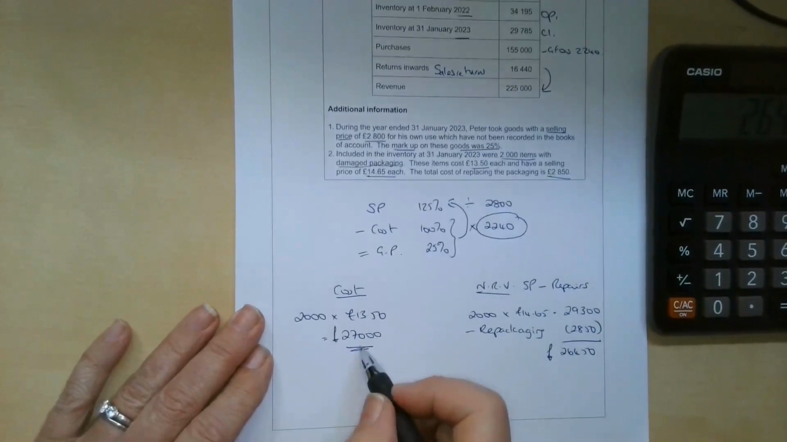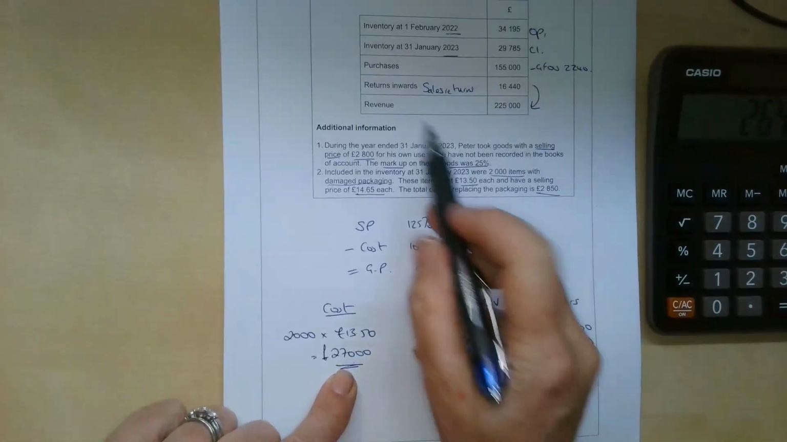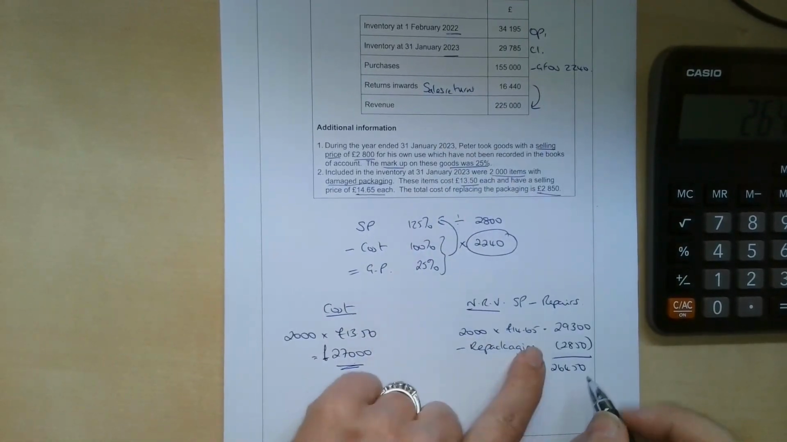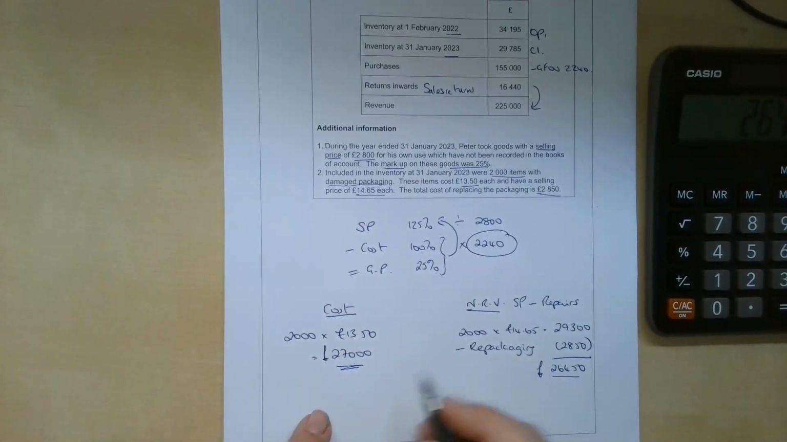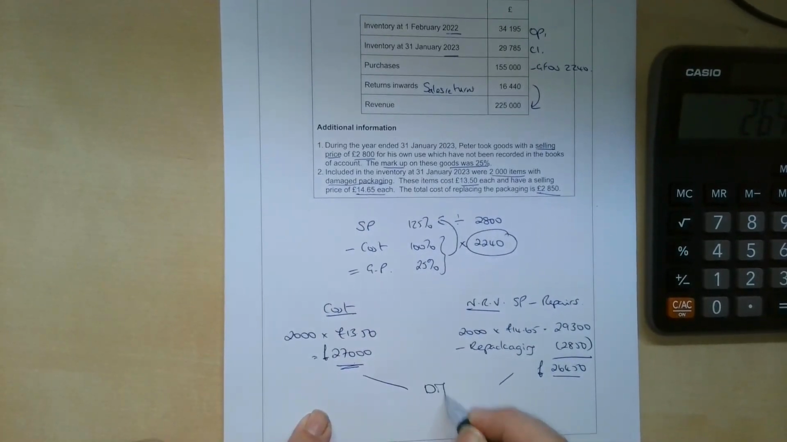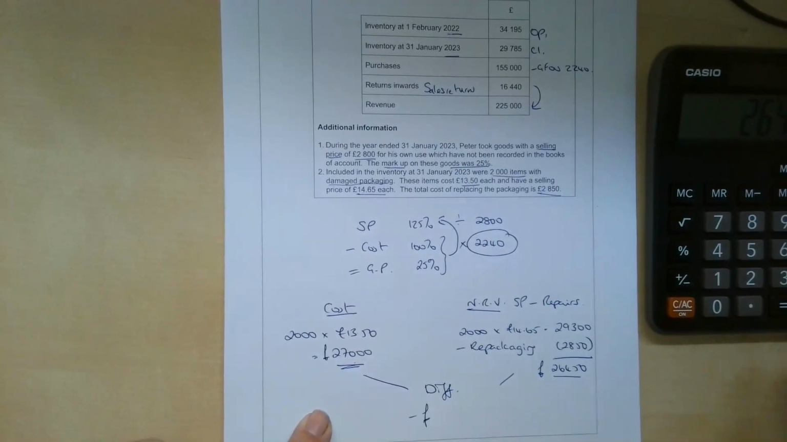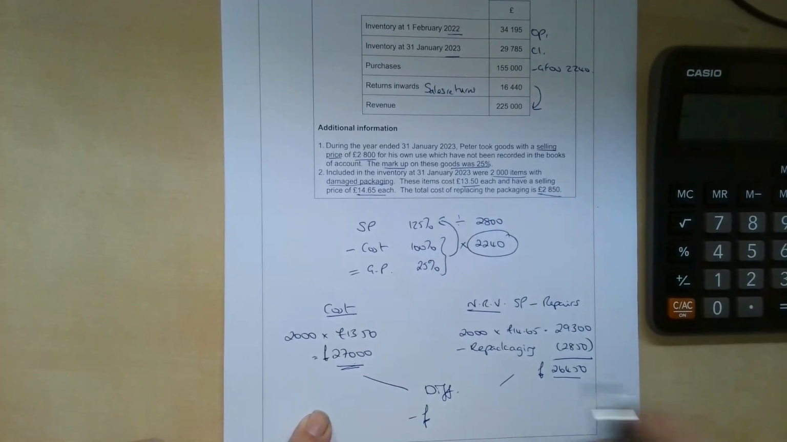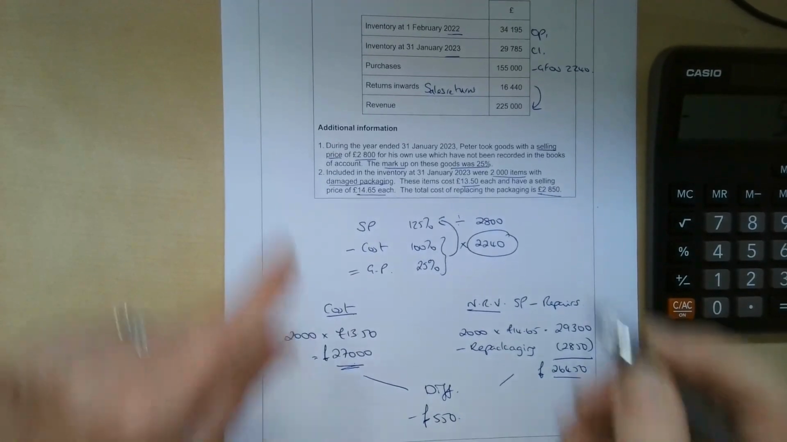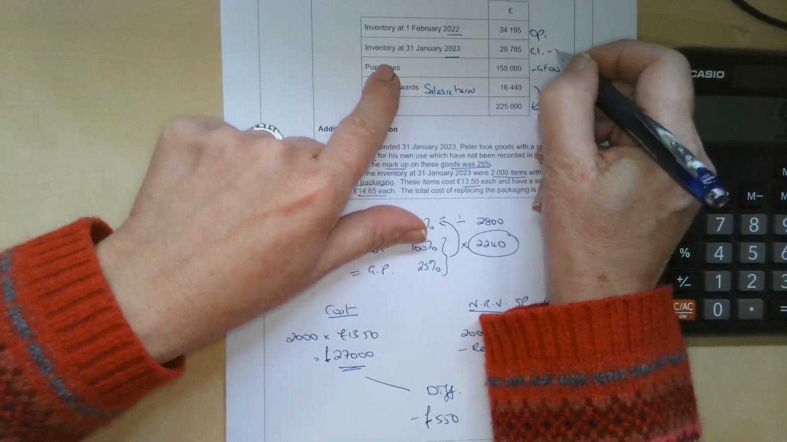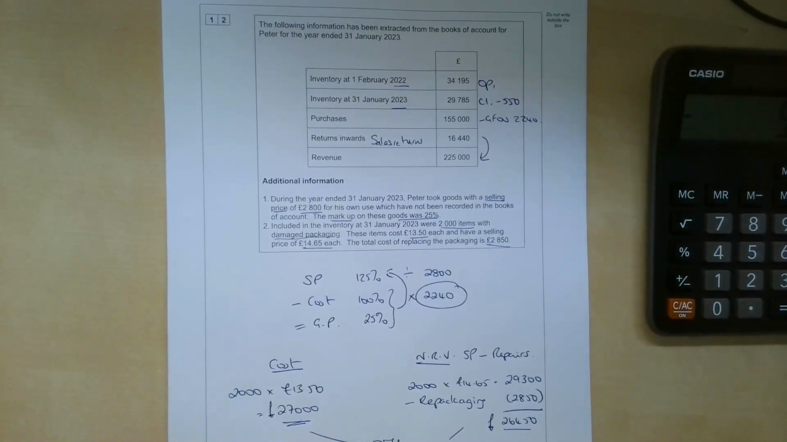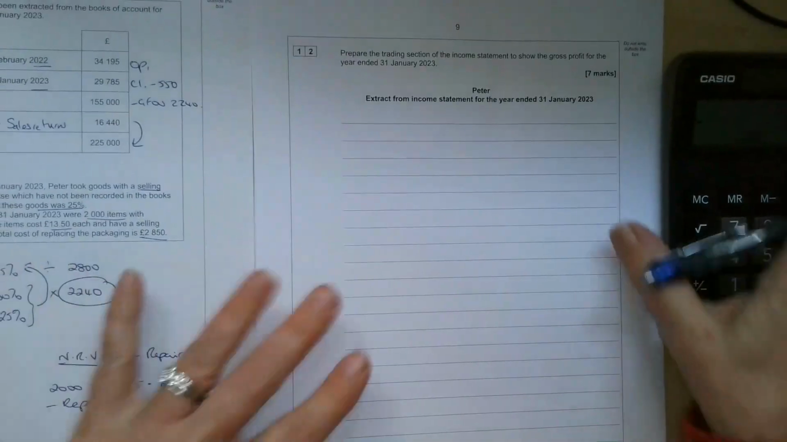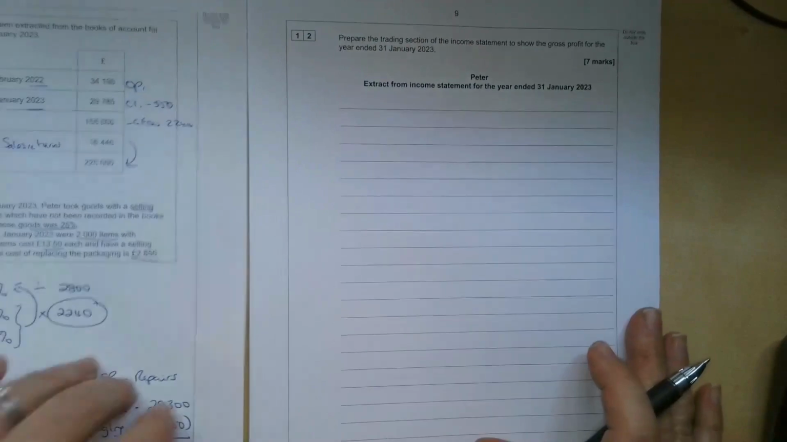26,450. So at the moment, it's included at cost in this closing inventory figure, and it should be included at net realisable value. So the difference between these two means that we've got a reduction in value of £550. So we're going to need to take that off of the closing inventory. Okay, so when we do the extract from the income statement, let's just put these figures over here.